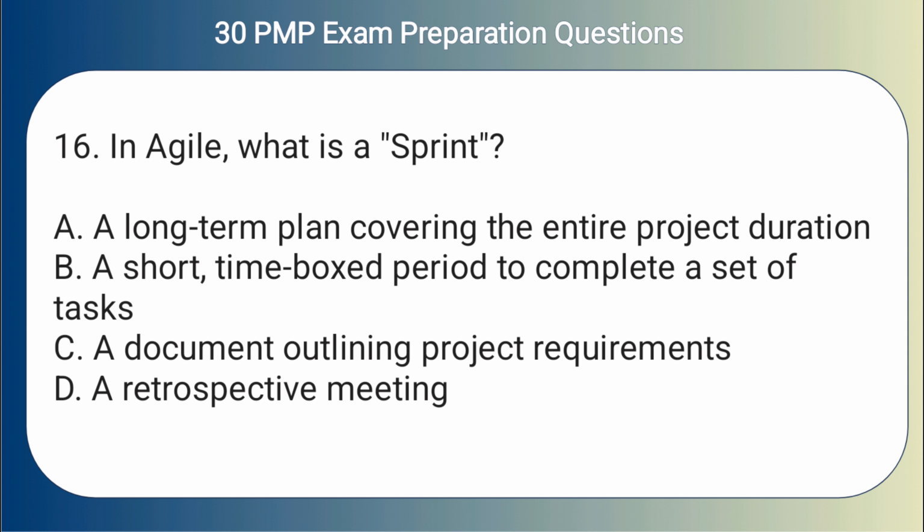Question 16. In Agile, what is a sprint? A. A long-term plan covering the entire project duration. B. A short, time-boxed period to complete a set of tasks. C. A document outlining project requirements. D. A retrospective meeting.